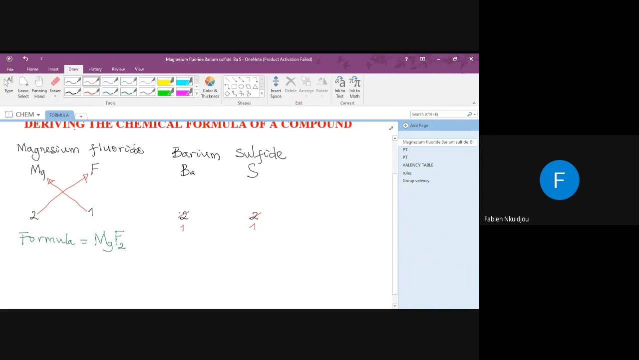Now we interchange the valencies. So what do we now have? Our formula, therefore, is BaS. So this is the chemical formula of barium sulfide. Hope it's okay. Let's look at one more example.